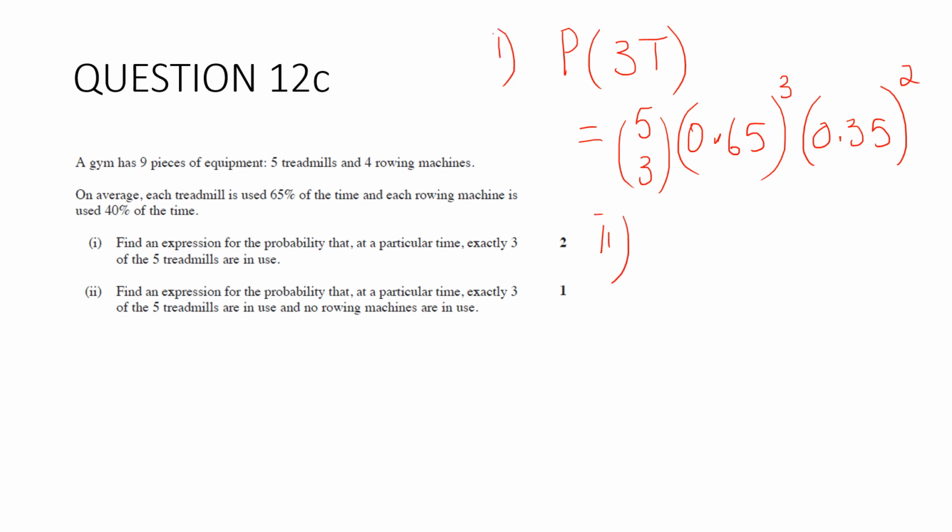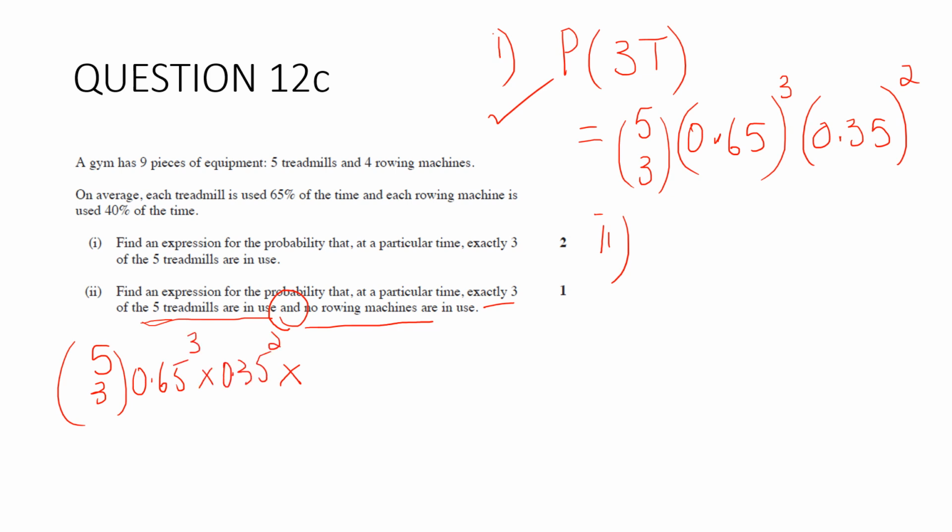Part 2. Find an expression for the probability that at a particular time exactly 3 of the 5 treadmills are in use, which we've already done, and no rowing machines are in use. So we've used the word and, we're going to multiply these two probabilities together. So we're going to have 5C3, 0.65 cubed times 0.35 squared, and then out of how many rowing machines? 4. So we want 4C0 and 0.4 to the power of 0 multiplied by 0.6 to the power of 4. And they've asked for an expression, so actually that'll do.